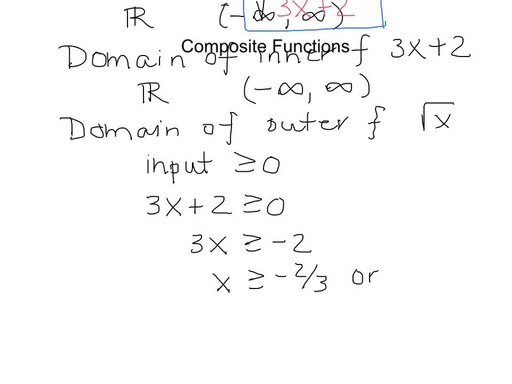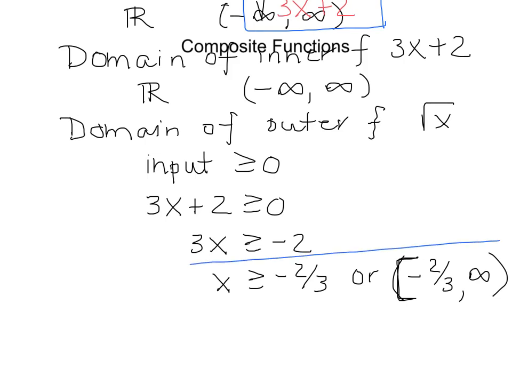Or, in interval notation, whoops, sorry, that's a bracket, negative 2/3, comma, infinity. Now, because there were no restrictions on the inner function, we just focus on the restrictions in the outer function. So that means our domain for the composite is either in inequality notation, x is greater than or equal to negative 2/3, or interval notation, bracket, negative 2/3, comma, infinity.